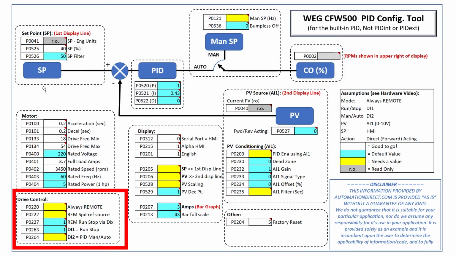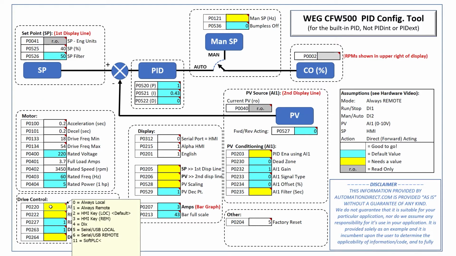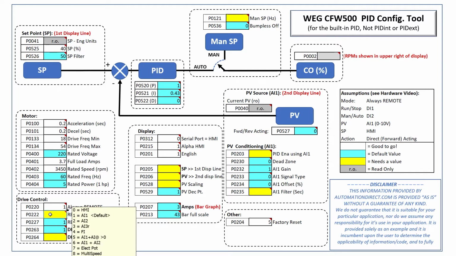Let's set up the drive control. To keep things simple, we're going to set this drive up for remote mode only. That way we don't have to remember to make sure what mode we're in. Again, the little red triangle reminds us there's a note that has all the relevant options listed out. Looks like we want a 1 for remote only, so I'll enter that here. We'll use the HMI for speed reference, or set point. The drive defaults to having a digital input control run stop in remote mode, so we'll keep that blue default value too. Digital input 1 is the default for run stop in remote mode, so that's good too.